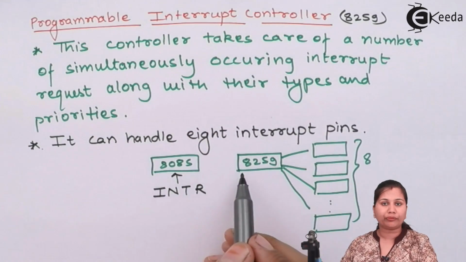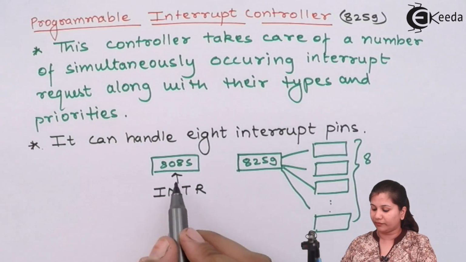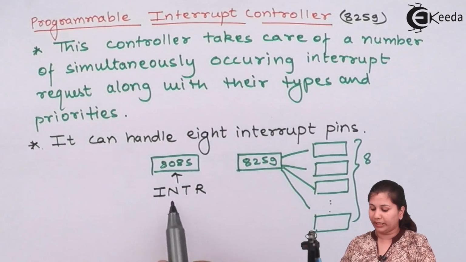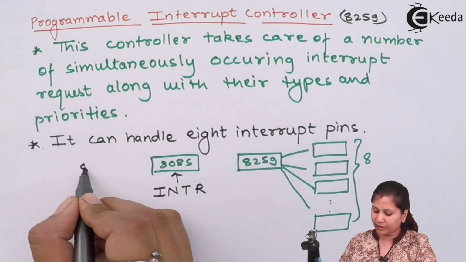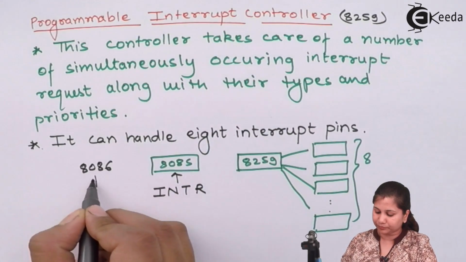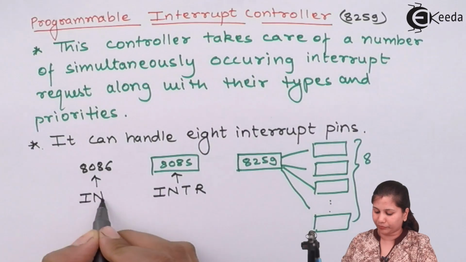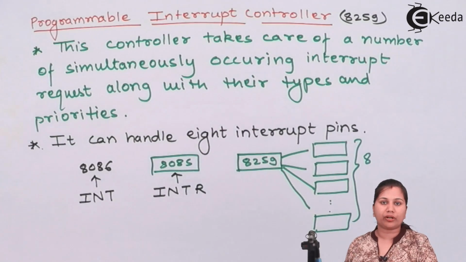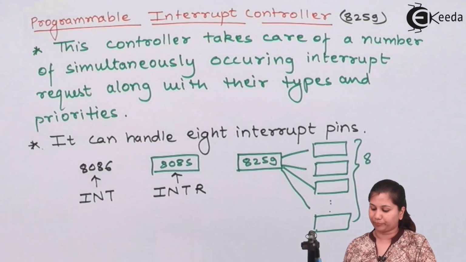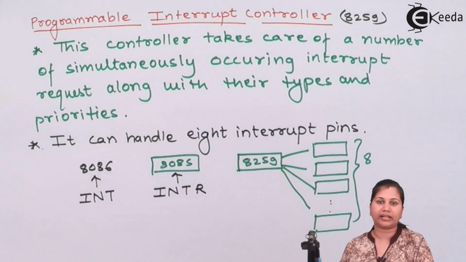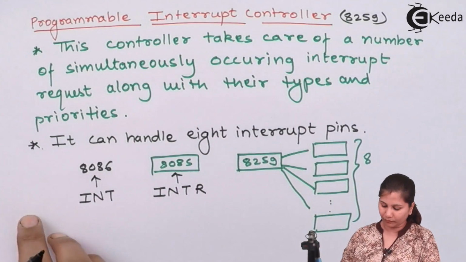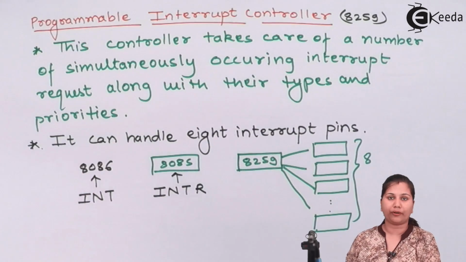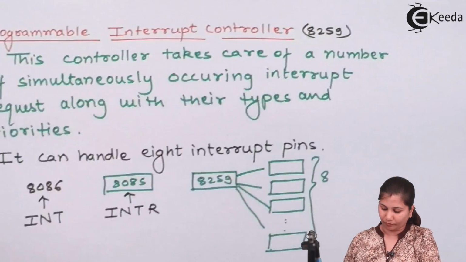But if we are not using 8259, then we will have only INTR, and in case of 8086 we have the INT line, so only one interrupt request can be handled. But with 8259 it can handle 8 interrupt lines. So this is one of the features of this PIC.